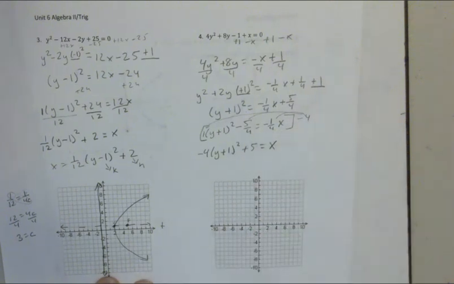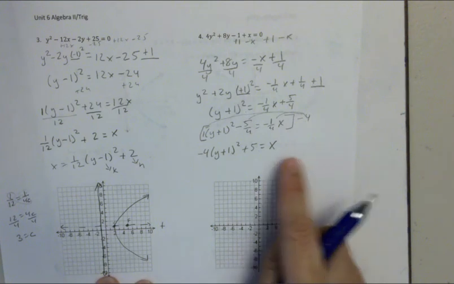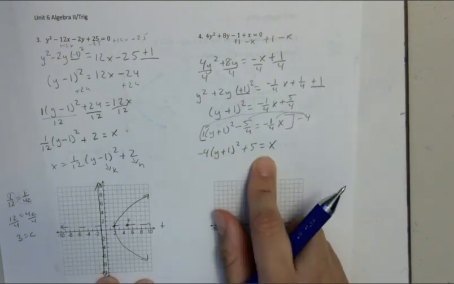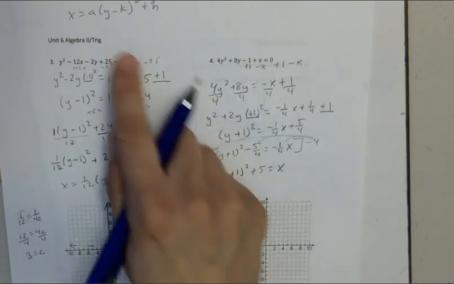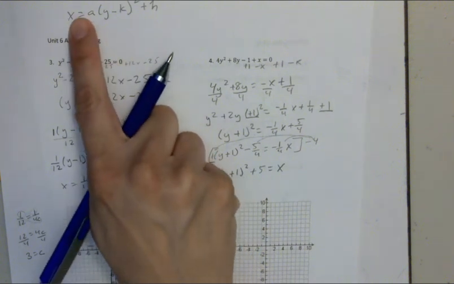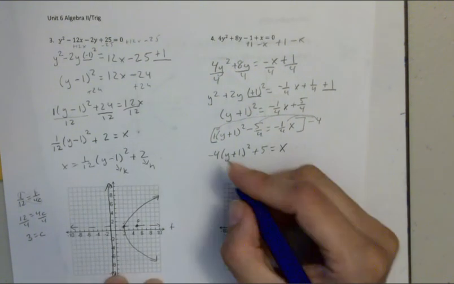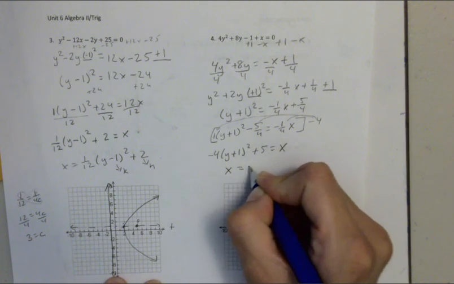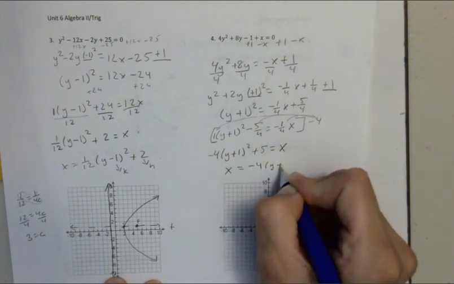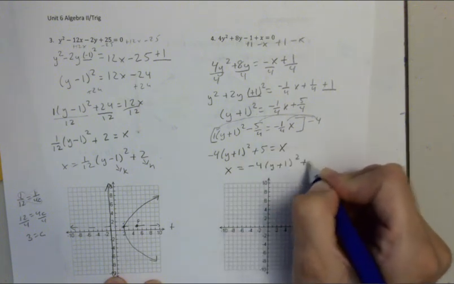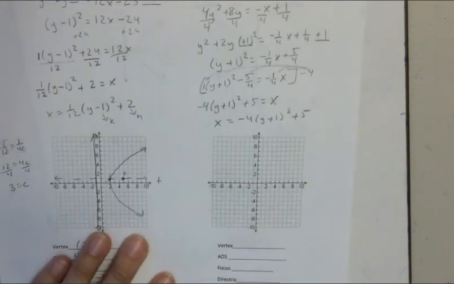So 1x. All right, so then again, now I have x by itself. It's in the proper form. But again, if you'd rather write it with the x on the left-hand side, you can go ahead and do that. So that's going to be x equals negative 4, y plus 1 squared plus 5. And so now it's in our vertex form.